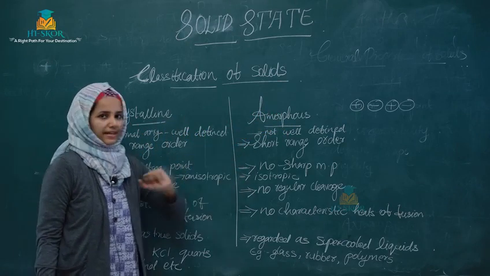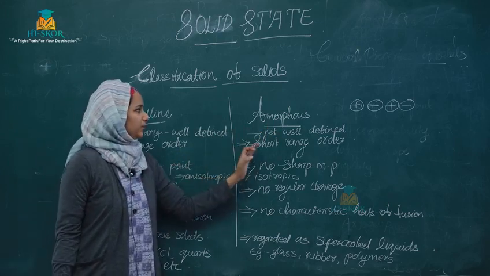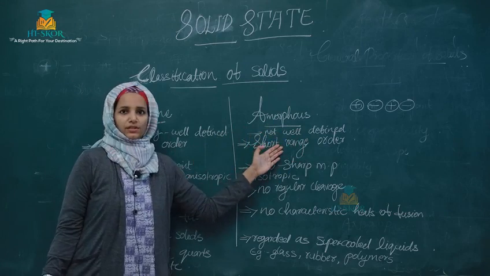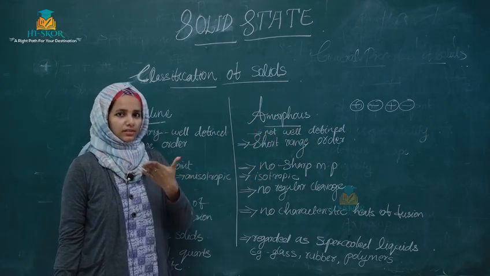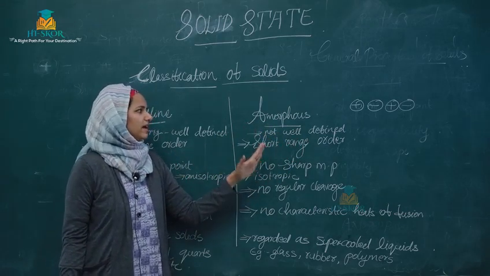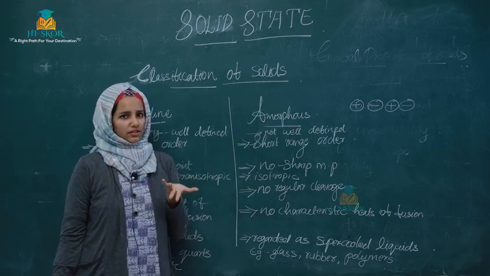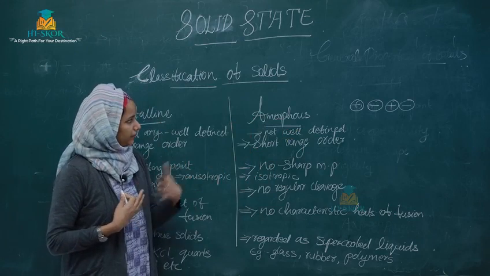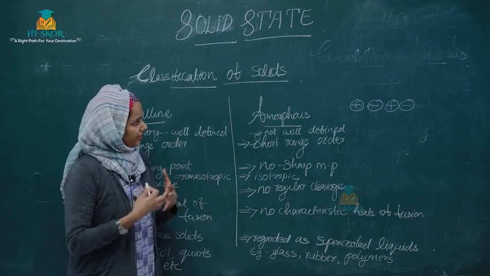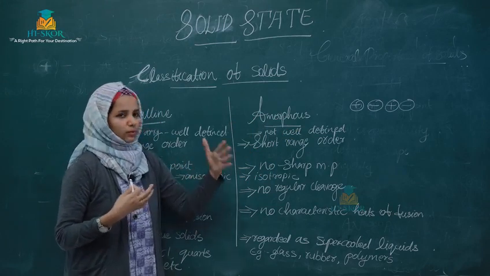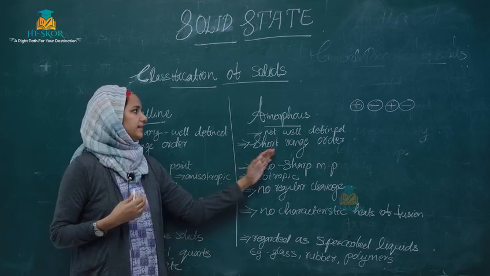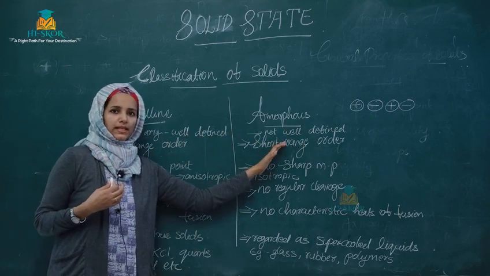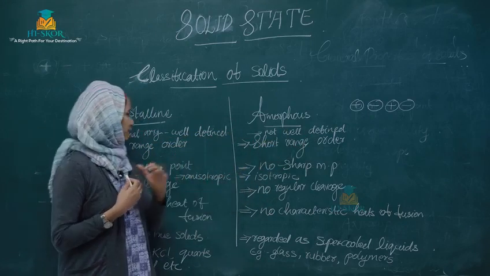But what will happen in amorphous solids? They do not have a long range order. That means they possess a short range order. They possess short range order because, you know, their structure is not well defined, particles are not closely packed and do not possess a very unique or regular pattern. So this possesses a short range order. That is the first difference between crystalline and amorphous solids.